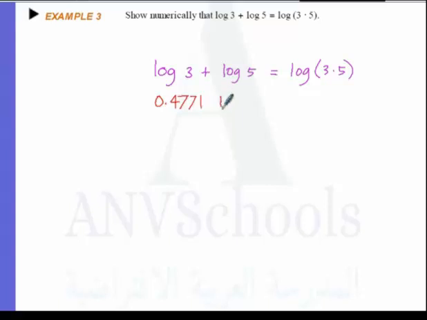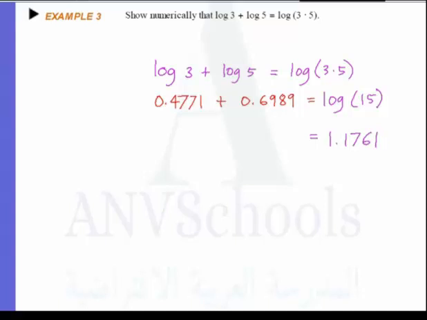0.4771, plus what is log 5? This is just 0.6989. And what is log of 3 times 5? This is just a log of 15 actually, right? So what is log of 15? Okay, log of 15 is equal to 1.1761, rounded off to the nearest 10,000ths.